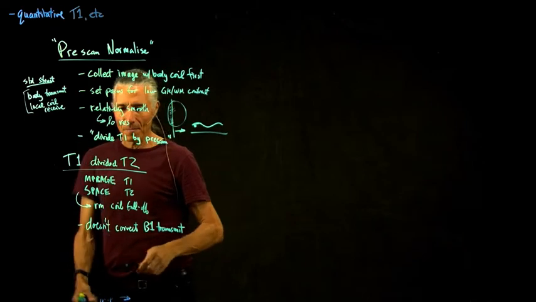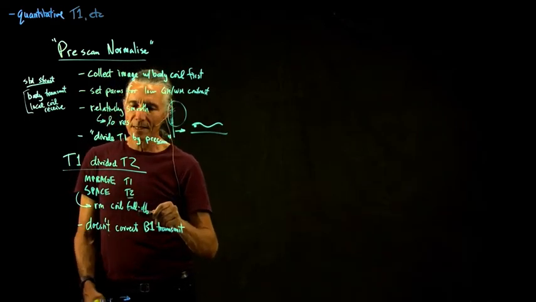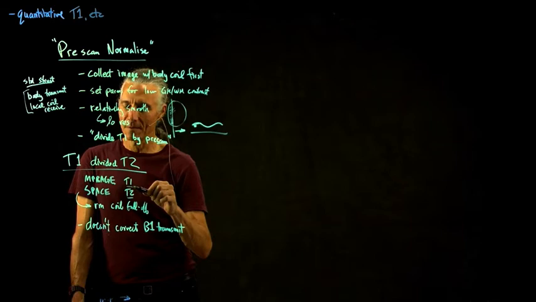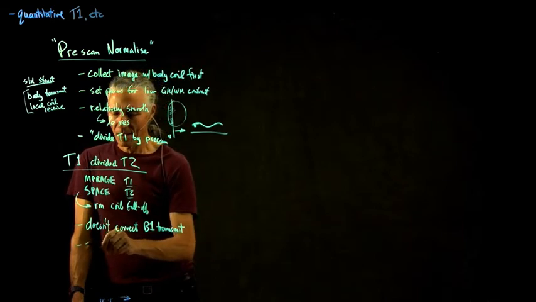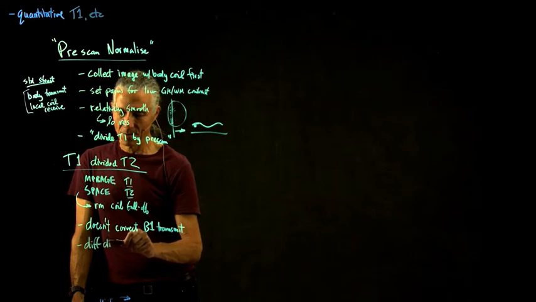The other problem is that this is a T2 weighted scan, whereas this guy is a T2 star type scan. And so you'll have different distortion. So that's another issue, especially if you're dividing one by the other.